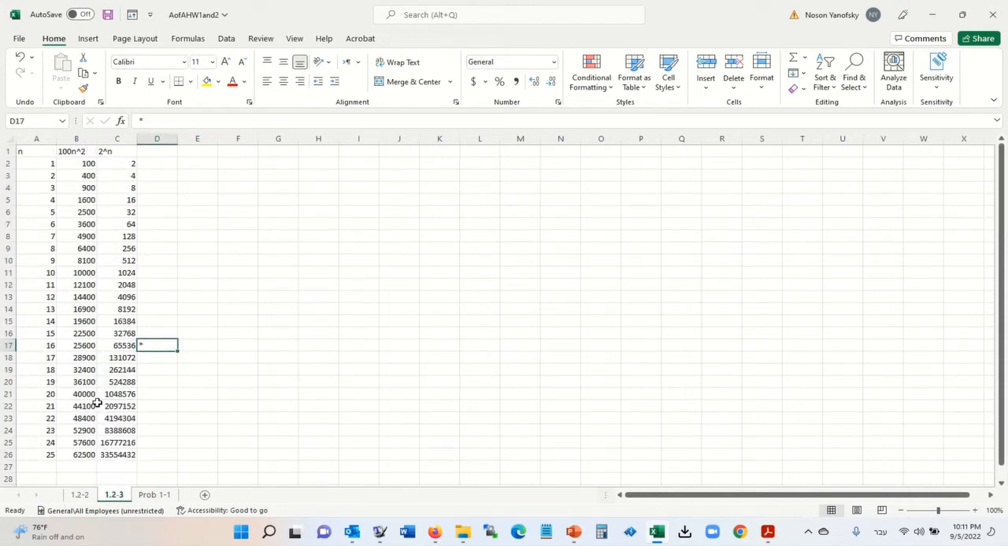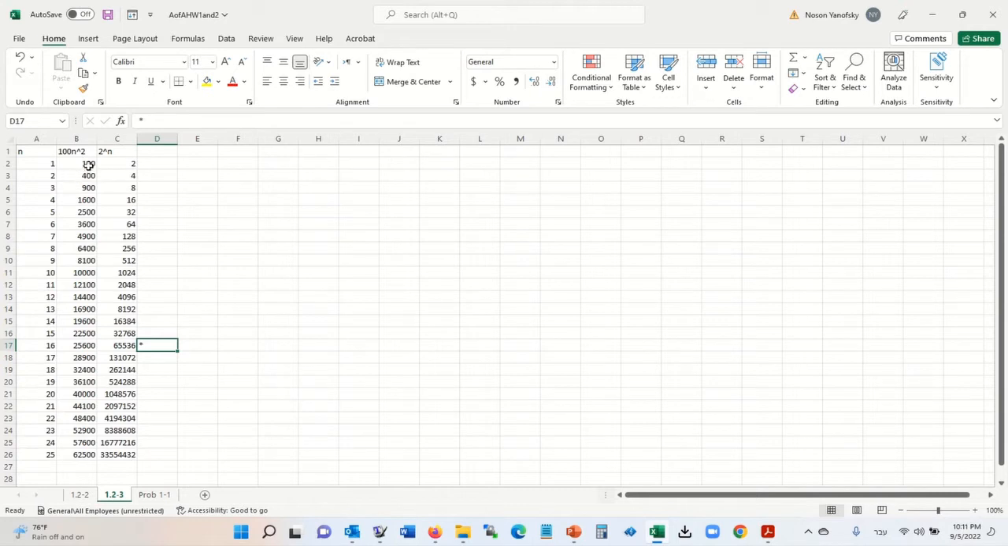Here's another one. Problem 1.2-3: what is the smallest value of n such that an algorithm whose running time is 100n squared runs faster than an algorithm whose running time is 2 to the n? So again, we do the same thing. Here's n, we plug in n. Here's 100n squared, that's in English. Here's 2 to the n.